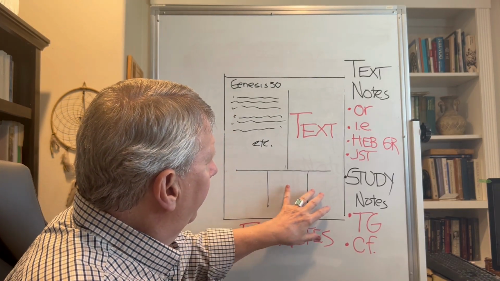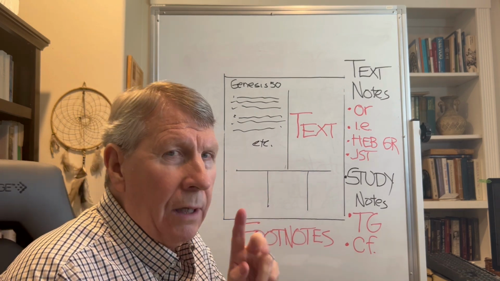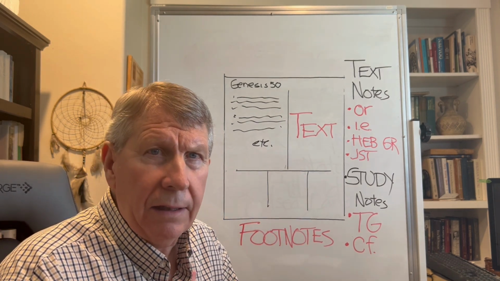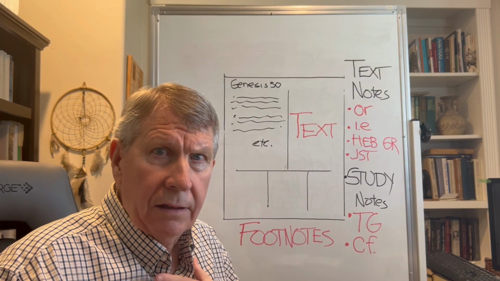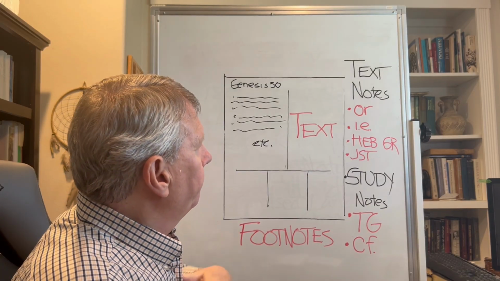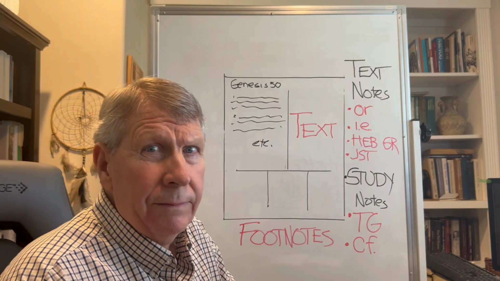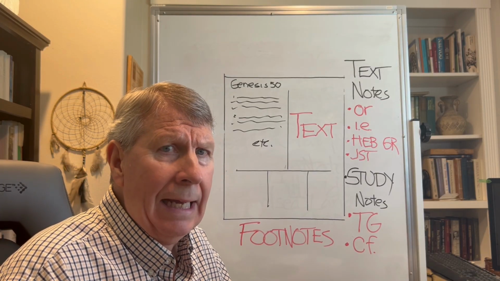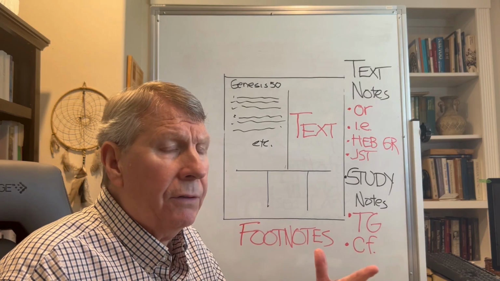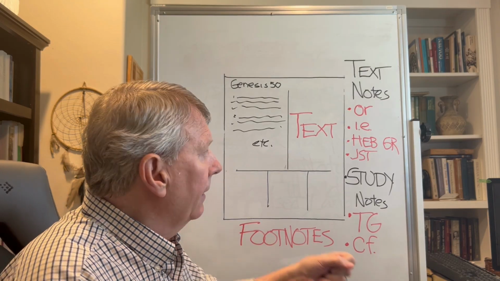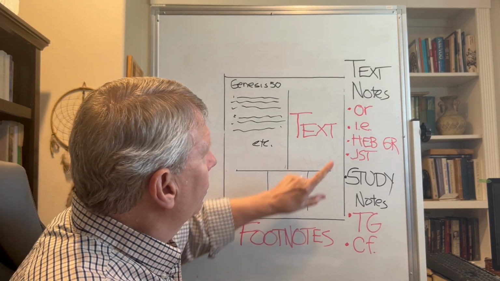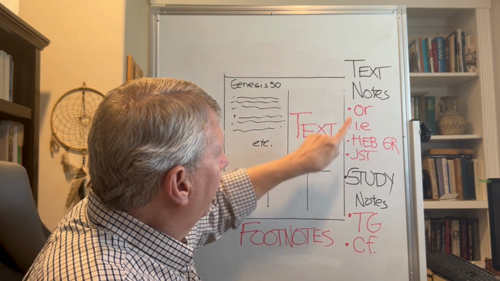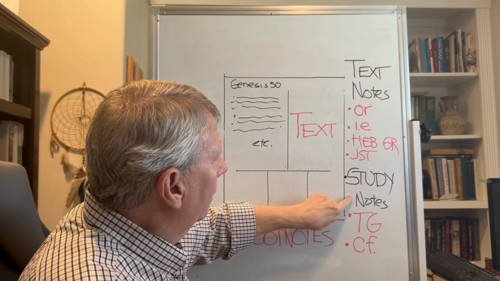In these footnotes, there are 2 kinds of notes. This is how I see it. This is what I see. And that's what this whole channel is about, is how I come to understand the Old Testament after 50 years of study. There are 2 kinds of notes: there are text notes and there are study notes.